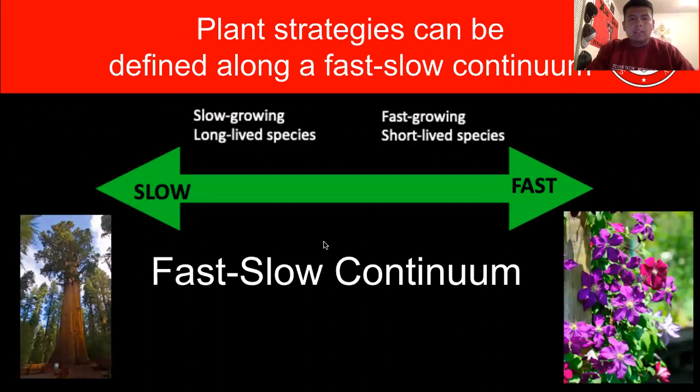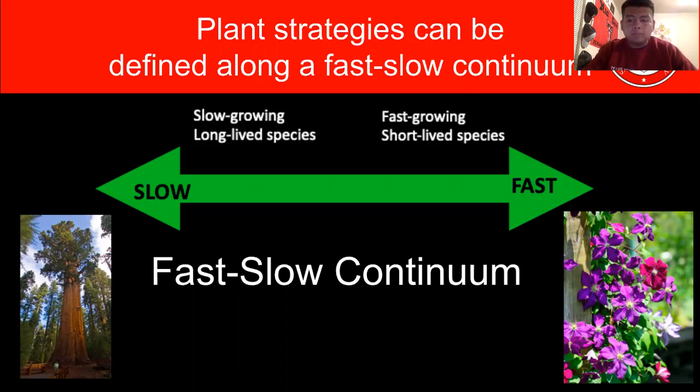Plant strategies can be defined along a slow-fast continuum. That's how you quantify them and place them along it to see where a species belongs, whether it is a slow species, which is slow growing and long lived, like a giant sequoia, or something simple like a flower, which is a fast growing and short lived species. And this continuum has many trade-offs.